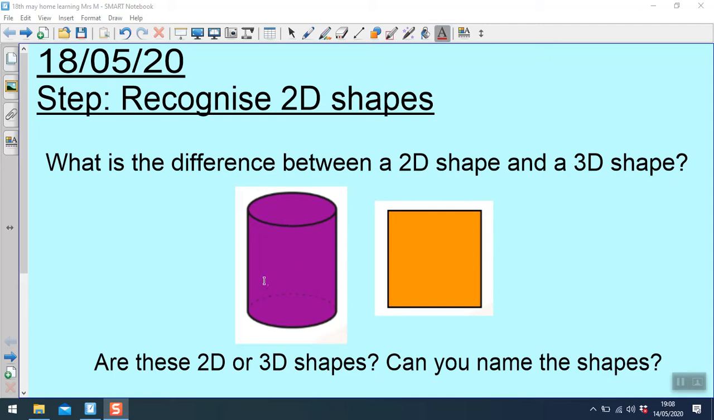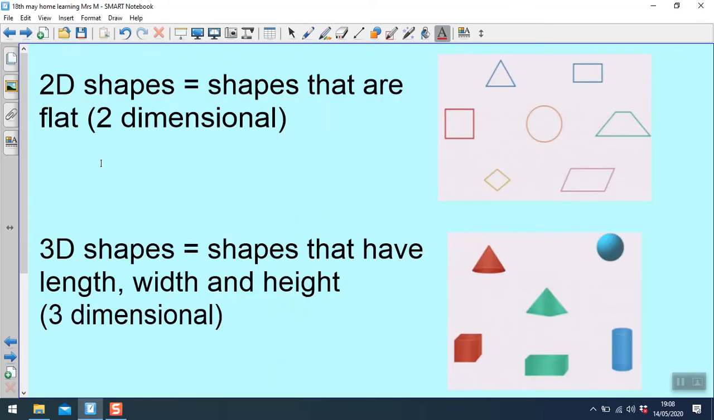Okay, so this purple shape here, this is called a cylinder, and this is a 3D shape. This here is a square and it's a 2D shape. 2D shapes include all of these, and they are shapes that are flat. So a 2D shape is called a flat shape, and 2D stands for two-dimensional. It's got two measurements. These here are 3D shapes. They are shapes that have length, width and height, and they are three-dimensional.